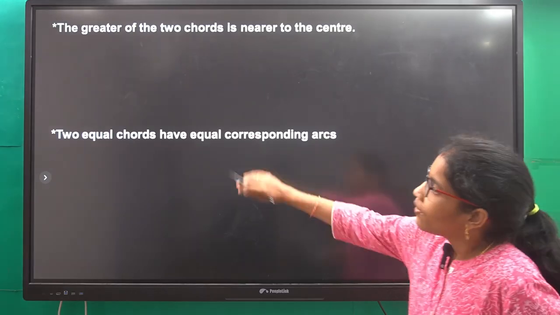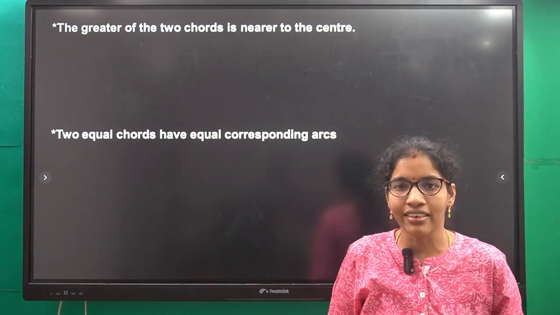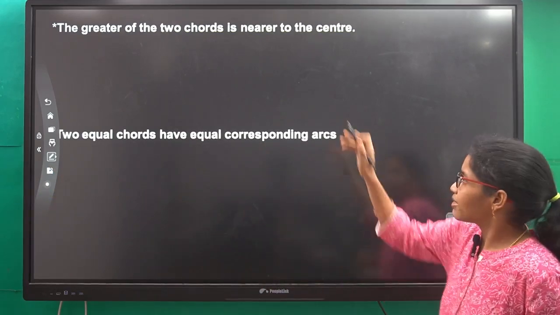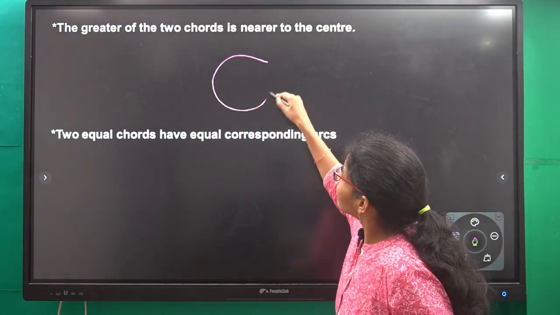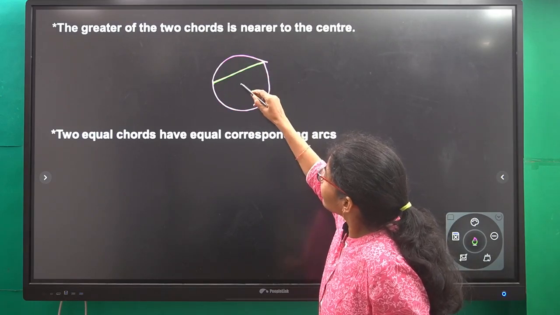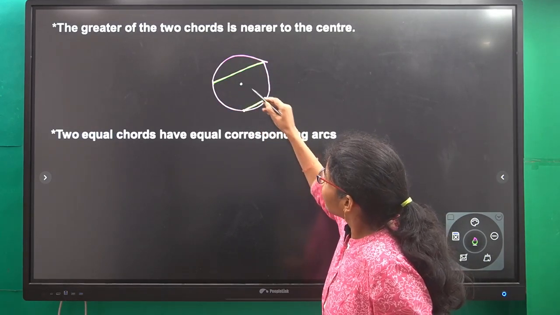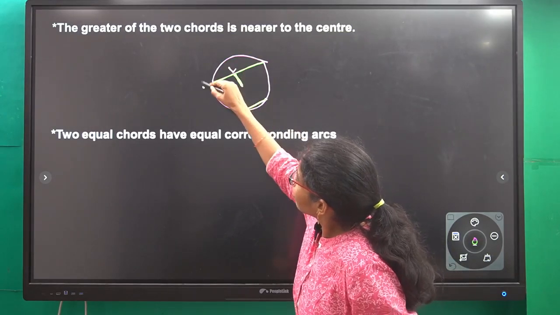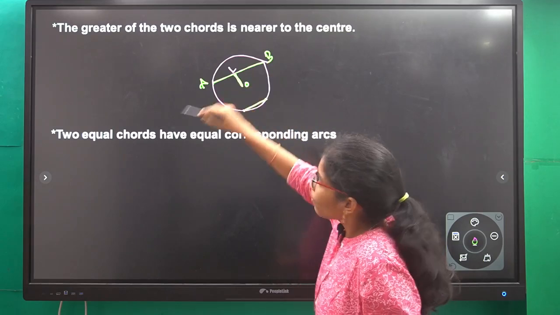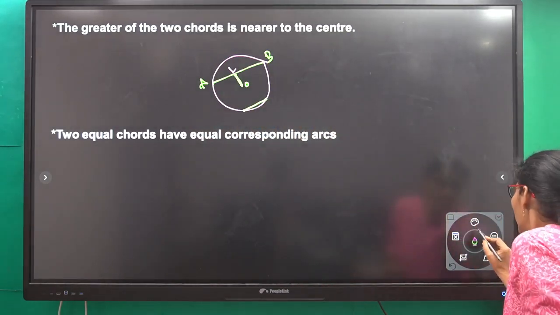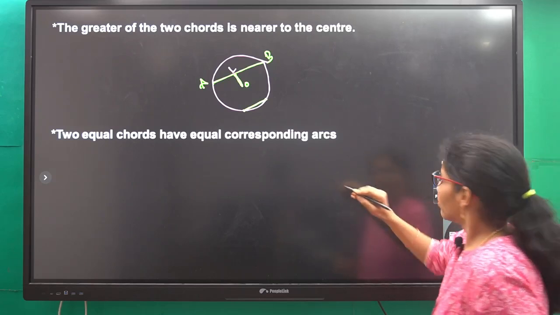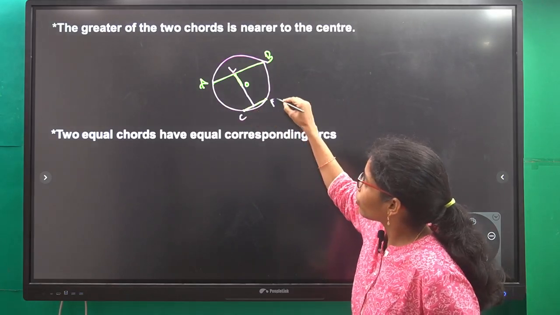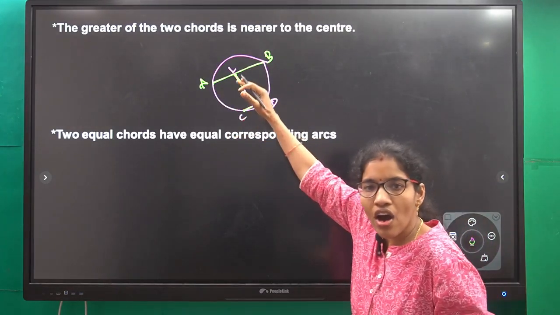So the next property is that the greater of the 2 chords is nearer to the center. What it means? Just now we saw equal chords are equidistant from the center. The greater of the 2 chords, that means the one which is longer, is nearer to the center, and the one which is shorter is far from the center. Here I have taken the distance from the center to the greater chord, and here CD is a shorter chord, which is far from the center.